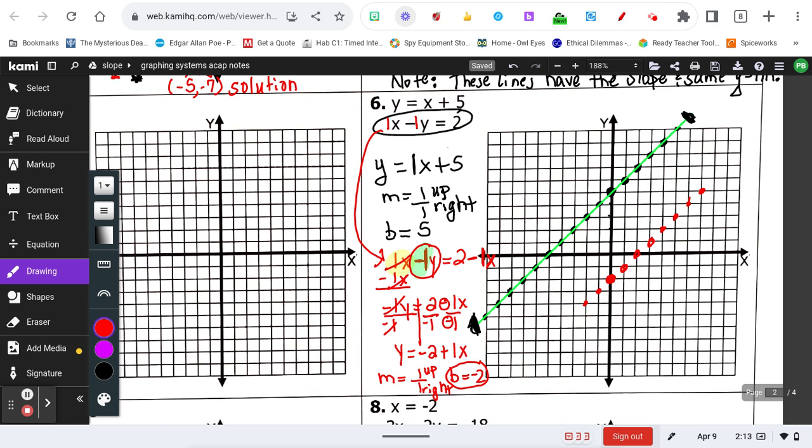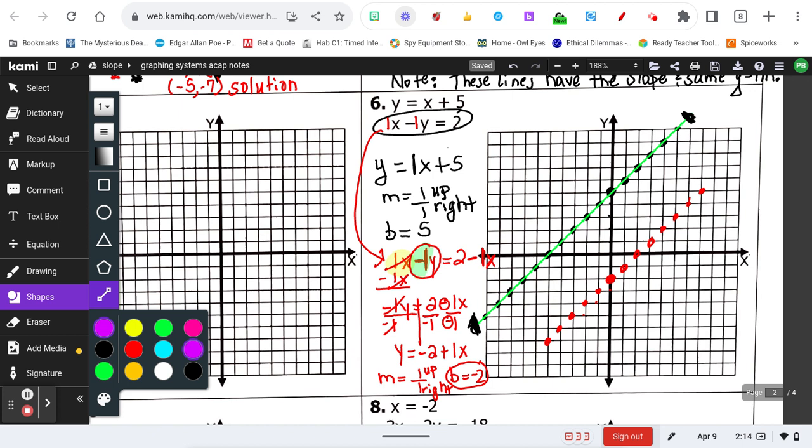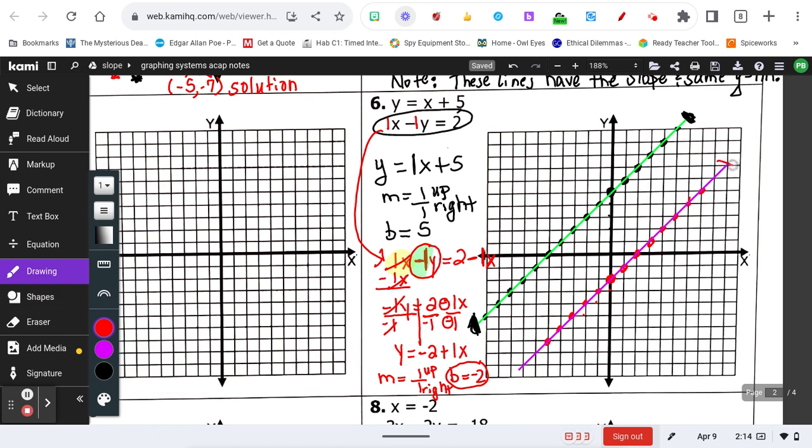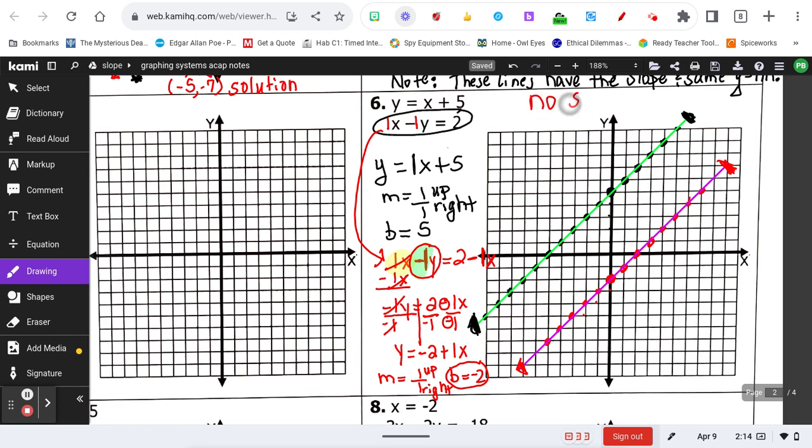I go back to my begin point and go down 1, left 1, down 1, left 1, down 1, left 1. But if you'll notice, these lines are just not going to touch no matter what you do. These are what we call parallel lines. They're never going to touch each other. They'll never intersect. So since these lines are not intersecting, there is no solution on number 6, okay?